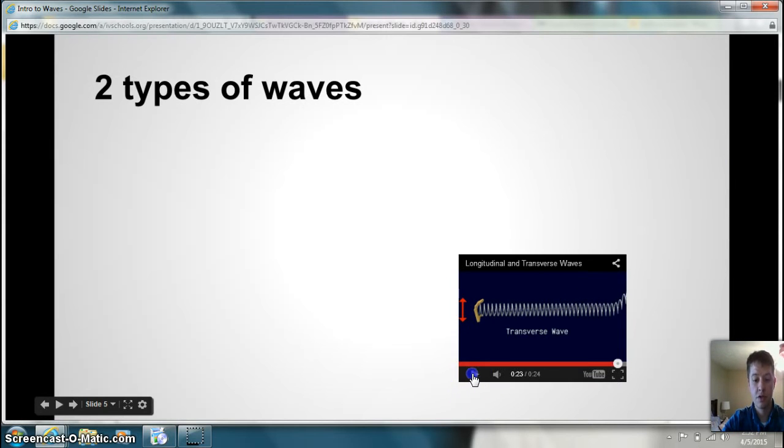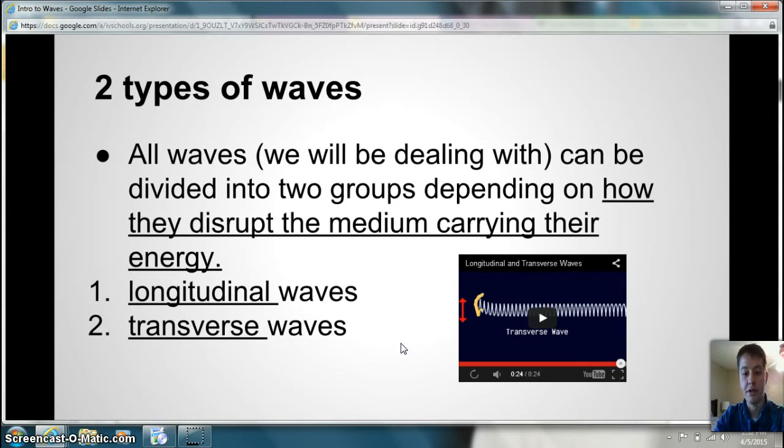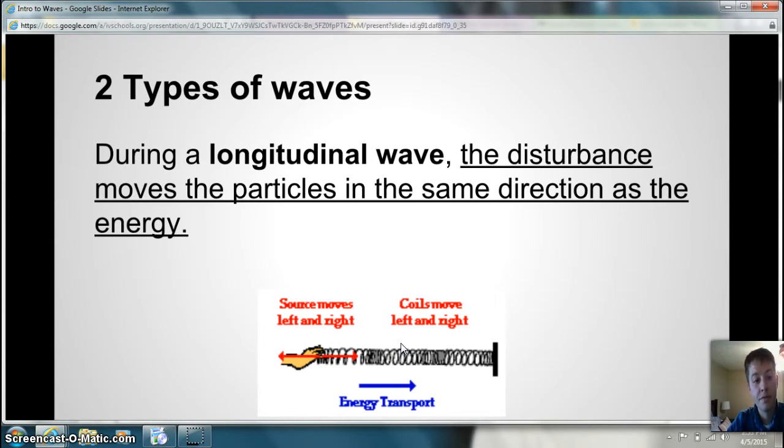Let me pause that. All right, everything to write down, I'm sorry. So all waves that we're going to be dealing with can fall into two camps, and it depends on how they disrupt the medium that they carry the energy through. If they disrupt it in the same direction as the energy is traveling, we call them longitudinal waves. If the disruption is perpendicular, up and down to the way that the energy is traveling, we call them transverse waves.